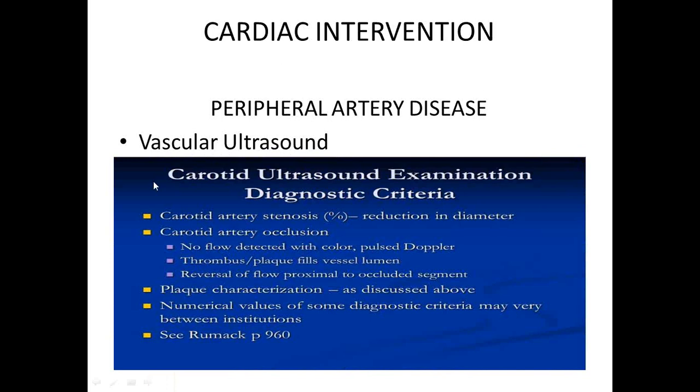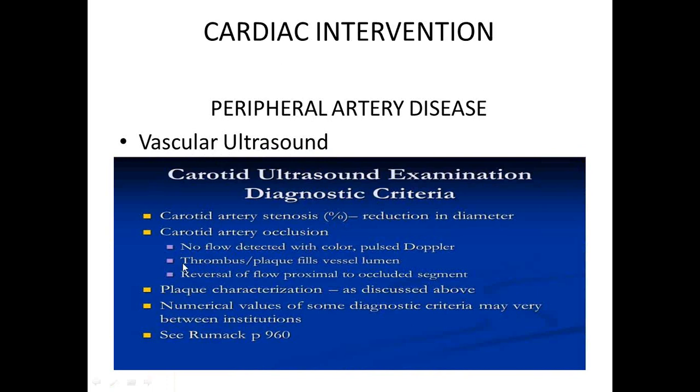So when you look at the carotid artery, you're going to determine the stenosis. Usually, you talk about the stenosis, the reduction in diameter, and I showed you how to do that, using the normal portion of the vessel. You're going to compare the stenotic portion of the vessel. So you determine the reduction in the diameter. And then when you look at carotid artery occlusion, when a vessel is completely blocked off, no flow is detected. So you're not going to get any color. You're not going to get any pulse wave Doppler.